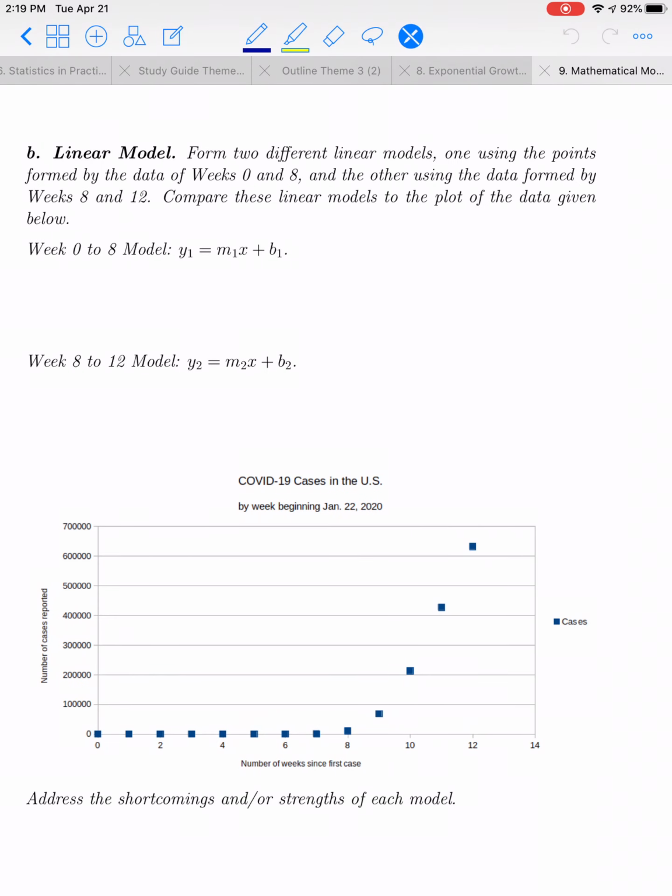Moving into the linear model, we're asked to form two different linear models. And now this is completely arbitrary. We can form a linear model that connects week 0 to week 8, or week 0 to week 6, or week 4 to week 10. We can choose anything. So this question just gives us some arbitrary places to start. We're asked to do one between week 0 and 8, and another one between weeks 8 and 12.